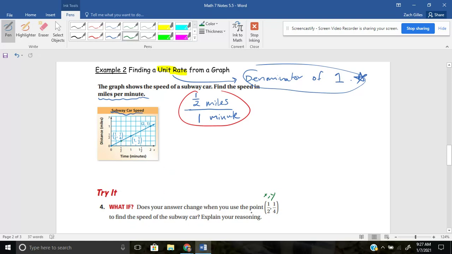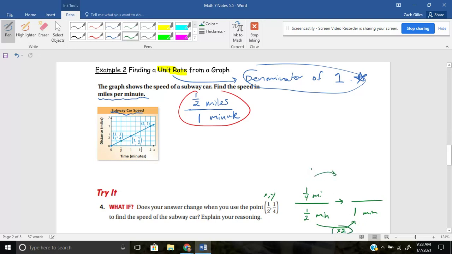Does your answer change to find the speed of the subway car if I use this information, and explain? Well, again, if I'm trying to find a unit rate, I've gone 1/4 of a mile in 1/2 of a minute. This is half of a minute, and this is 1/4 of a mile. Does it change? Well, I don't want to know how far I've gone in a half minute. I want to know how far I've gone in 1 minute. So how do I go from a half to 1? I just multiply by 2.